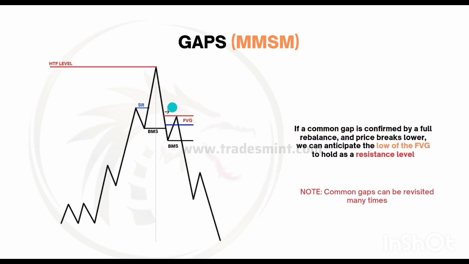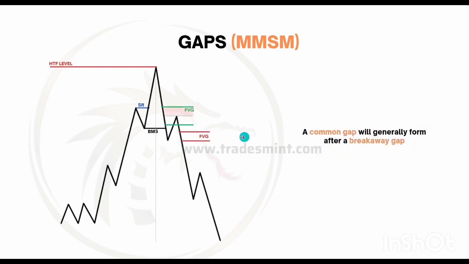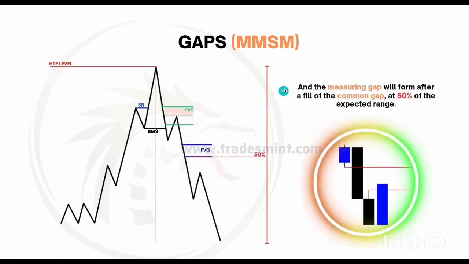If a common gap is in fact confirmed with a full rebalance, when price finds resistance on its premium high and moves away from this level, we can expect the discount end of the fair value gap to hold as resistance if price should revisit this area. Another common gap will generally form after the breakaway gap, and the measuring gap will generally form after the fill of a common gap at 50% of the expected range.